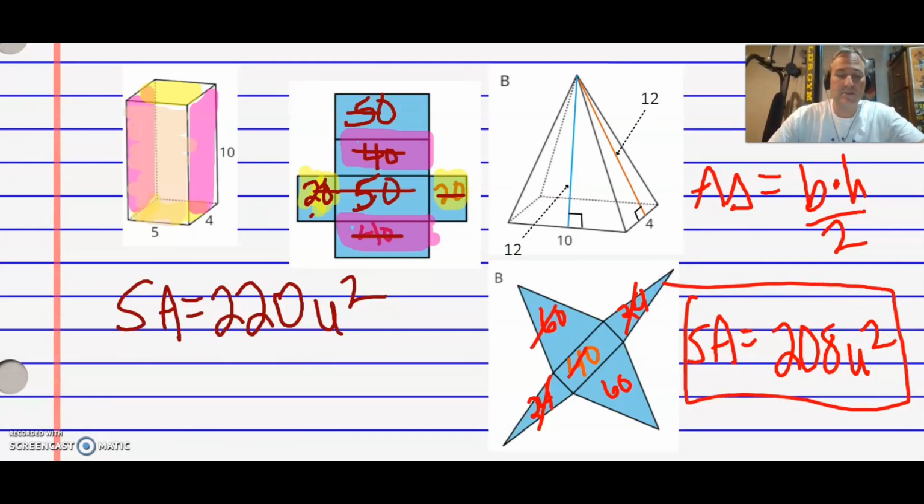So that's a little bit about surface area of different polyhedra. If you have any questions, of course, as usual, you know where to find me.